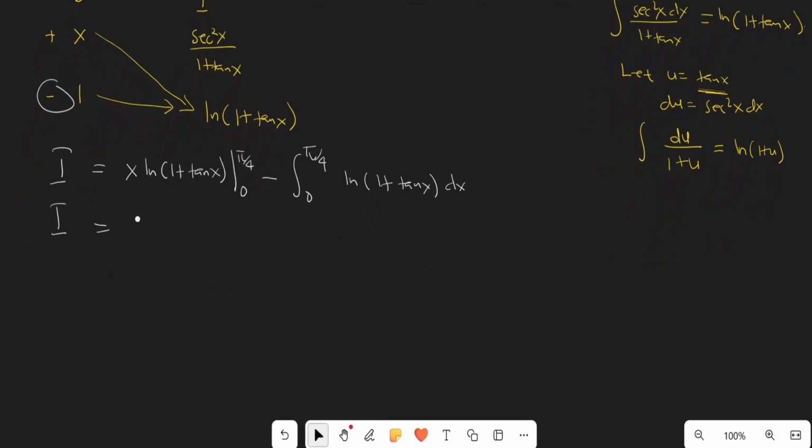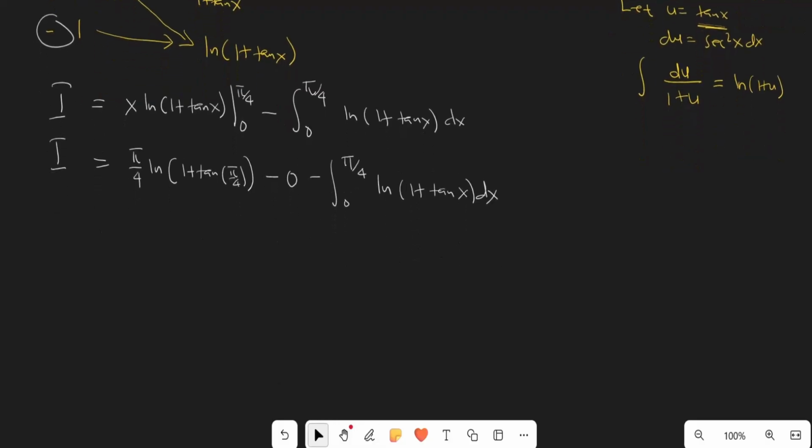So the limits, you plug in pi over 4, you have pi over 4 times the ln of 1 plus the tangent of pi over 4. Minus, if you plug in 0, everything becomes 0, because tangent of 0 is 0. We have the natural logarithm of 1, which is 0, times 0 here, which is 0. So the lower limit evaluates to 0, minus the integral from 0 to pi over 4 of the ln of 1 plus the tangent of x dx, like this.